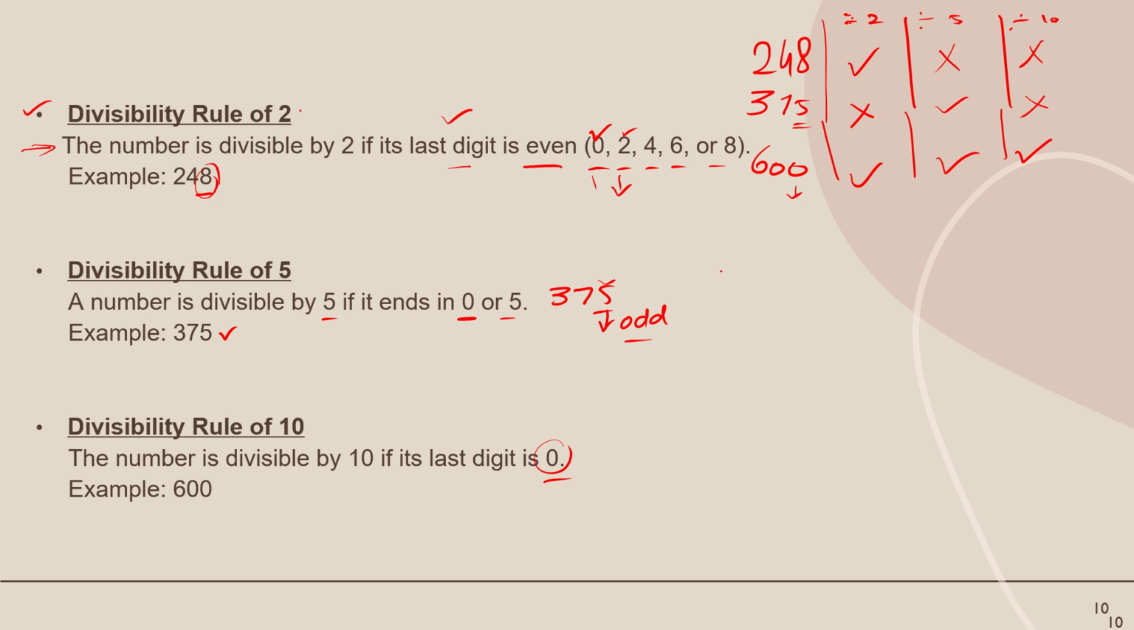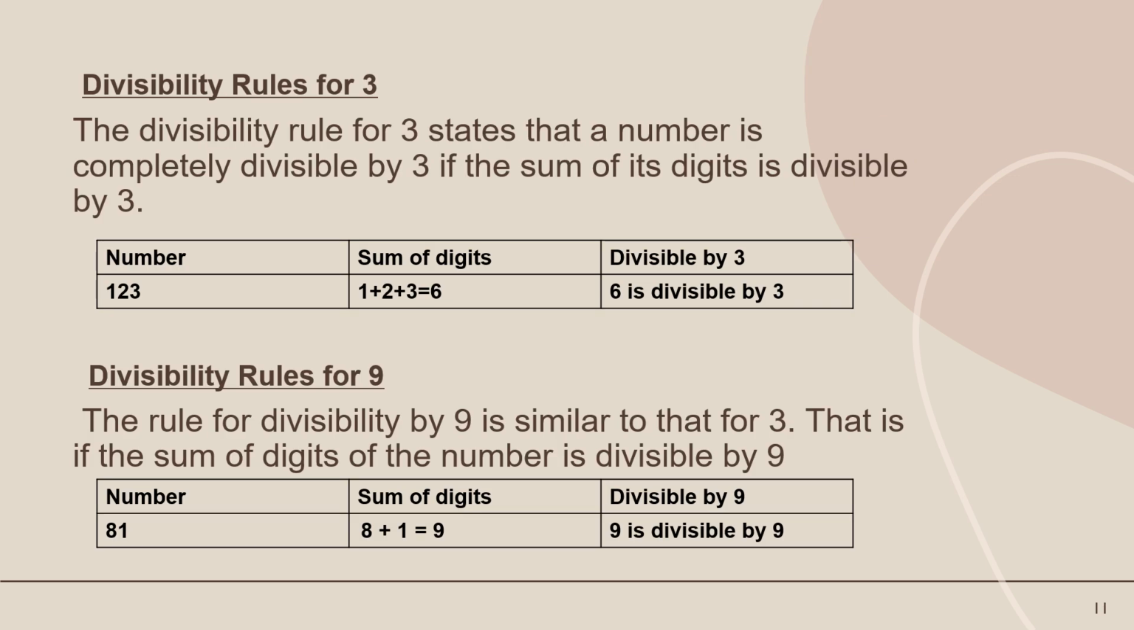So you must remember all the conditions for the numbers 2, 5 and 10. For 2, the last digit should be 0 or an even number. For 5, the last digit will be 0 or 5, and for 10, the last digit should be 0. Okay, now divisibility rules for 3 and 9.